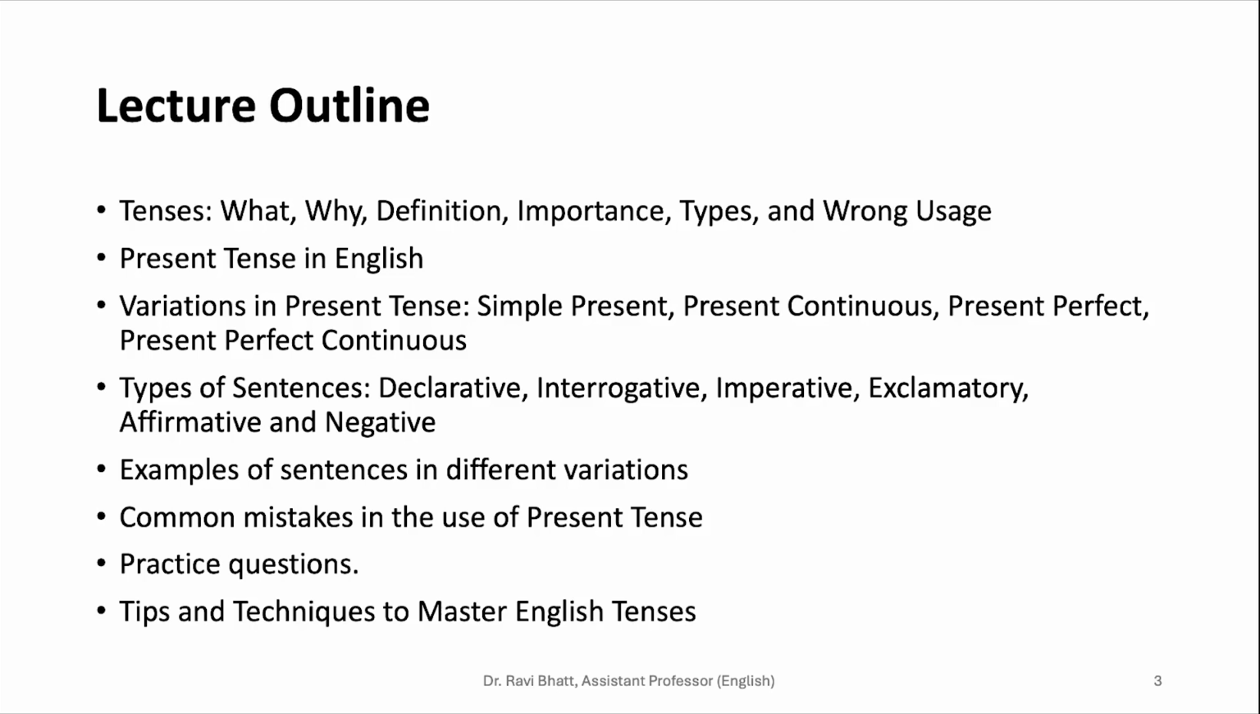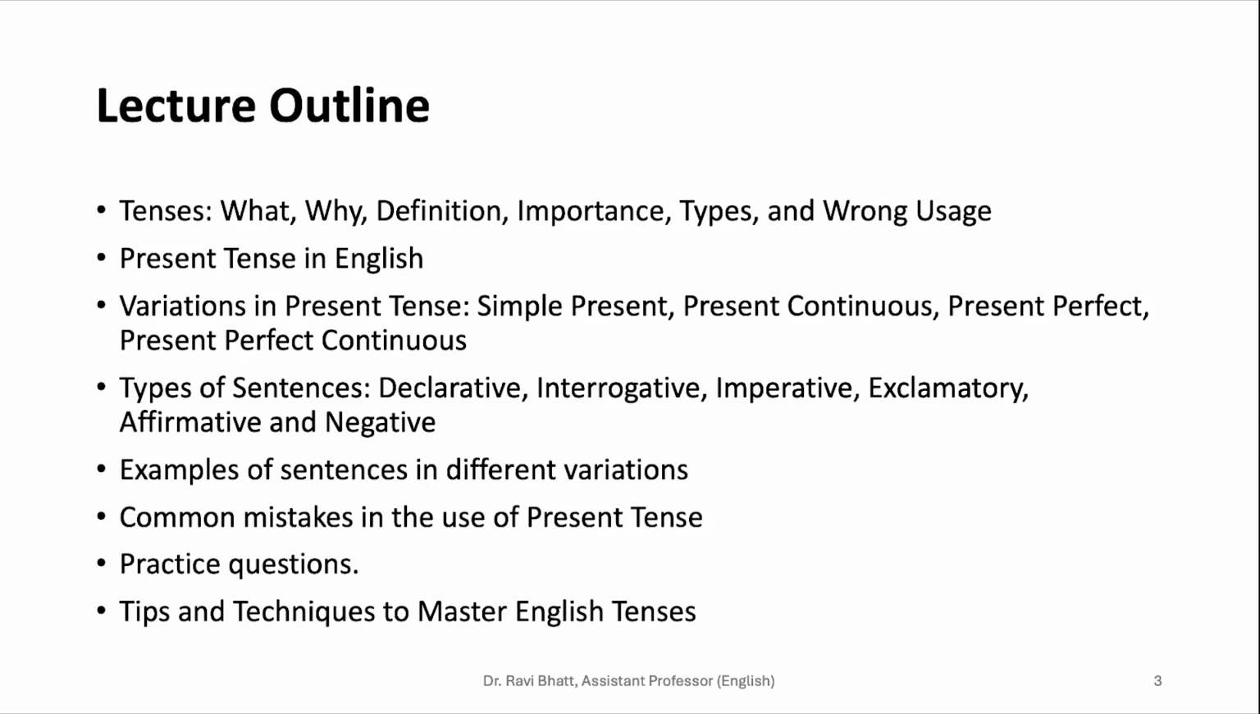First, we'll discuss the basics of tenses like what, why, definition, importance, types, and the wrong usage, followed by a thorough discussion on present tense in English. After that, we'll discuss variations in present tense, that is simple present, present continuous, present perfect, and present perfect continuous. After that, types of sentences, that is declarative, interrogative, imperative, exclamatory, affirmative, and negative, followed by some examples. And then common mistakes in the use of present tense, followed by practice questions. And finally, some tips and techniques to master English tenses.